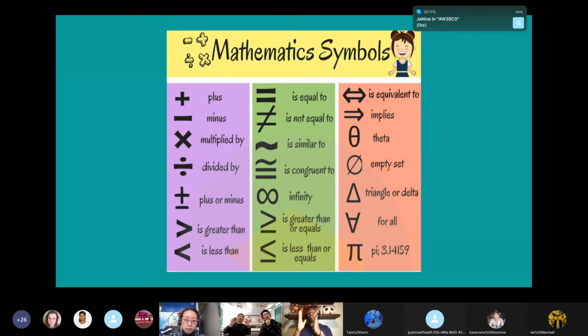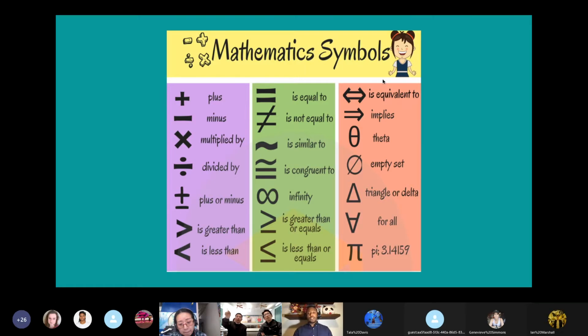Next, and these are some more advanced ones that we would use in more advanced mathematics, trig and possibly a little bit of calculus, pre-calculus: equivalent to, implies, theta, an empty set, a triangle, which in a mathematical expression we would use as delta or a change in. Another way to say that would be, for all, and then of course pi, the representation of pi.